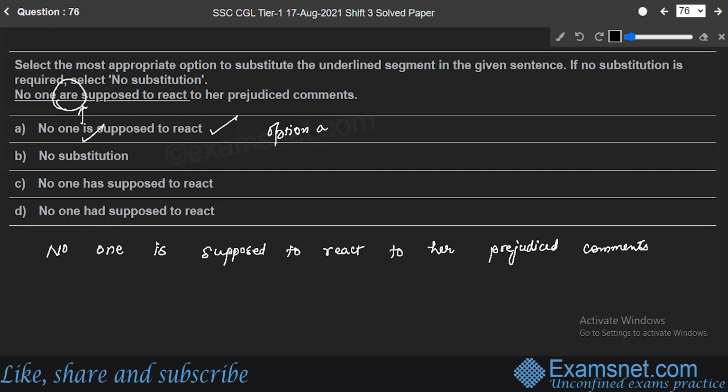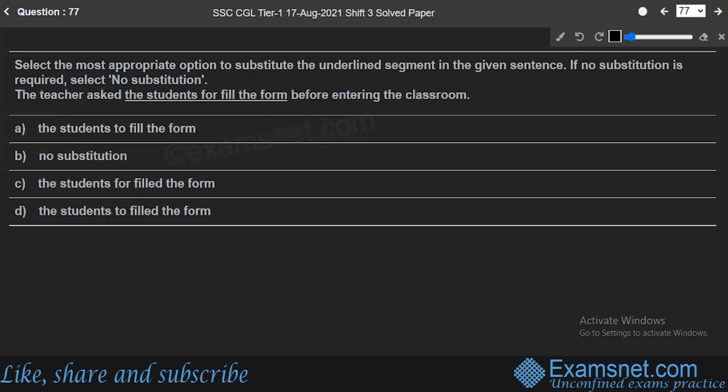Now let's move to the next question number 77. In this question, the directions are given. Select the most appropriate option to substitute the underlined segment of the given sentence. If no substitution is required, then you will write down no substitution. Let's read it. It says, the teacher asked the students for fill the form before entering the classroom. It should be the students to fill the form, no substitution.